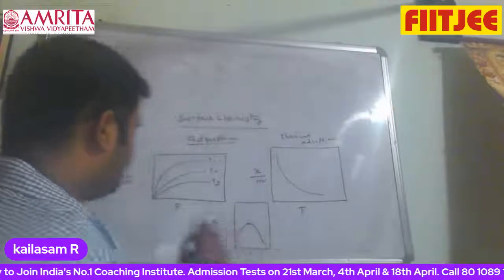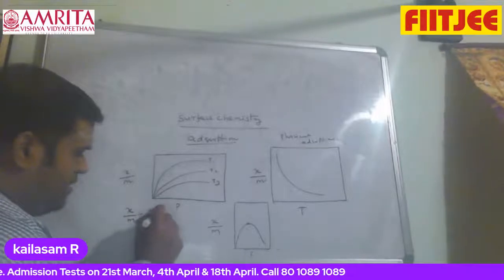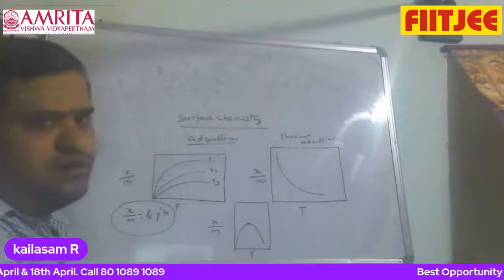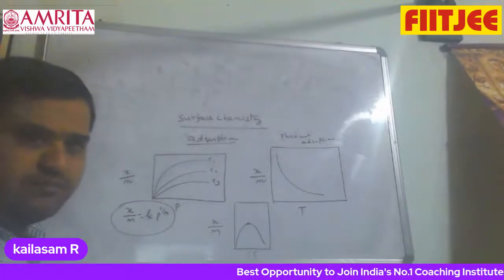Now the Freundlich adsorption isotherm: x/m is equal to K P to the power 1/n. That's all. K and n depend on the nature of the gas, the nature of the adsorbent and temperature.